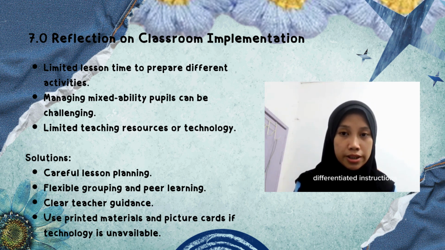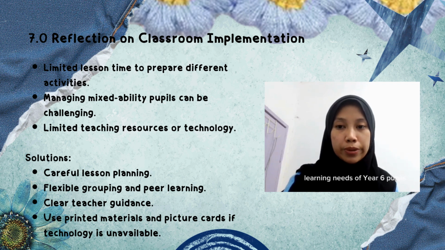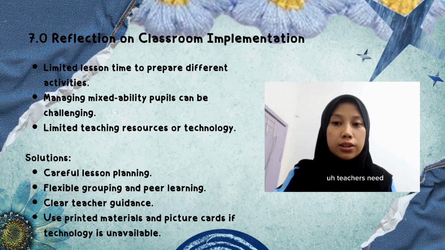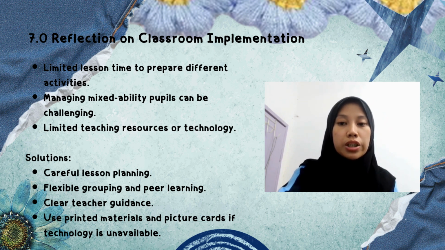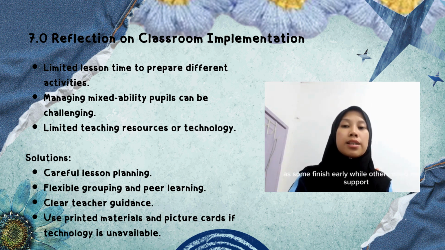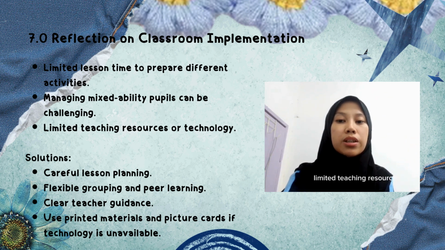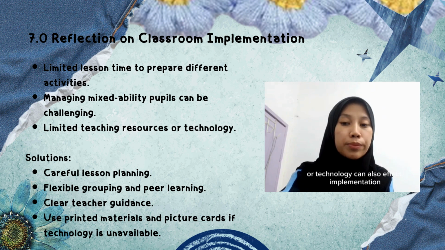Differentiated instruction helps meet the different learning needs of Year 6 pupils, but there are some challenges. The main challenge is limited lesson time, because teachers need to prepare different materials and activities for different groups. Another challenge is managing mixed ability pupils, as some finish early while others need more support. Limited teaching resources or technology can also affect implementation.